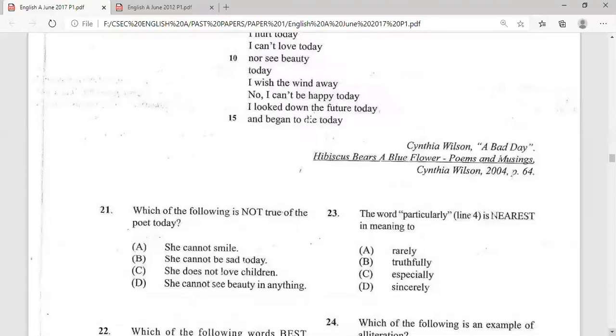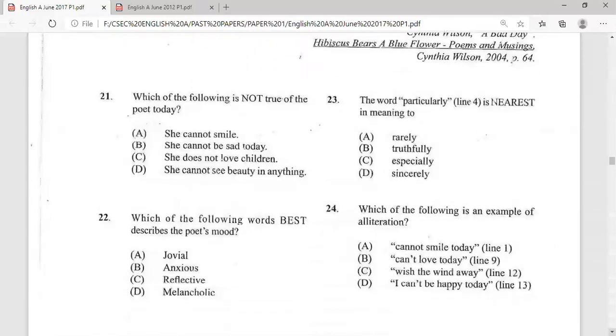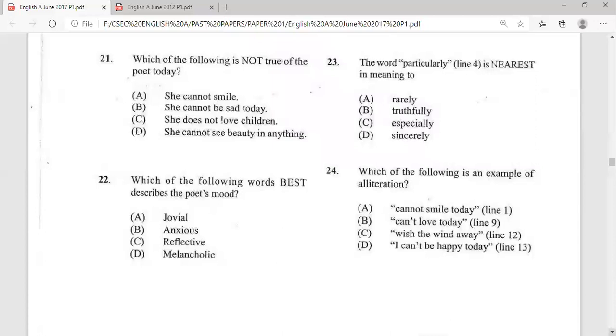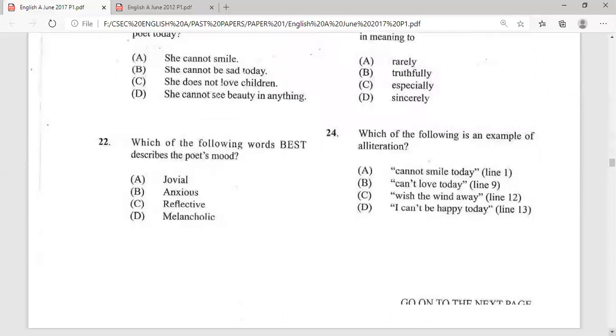One of the ways to approach it is, even before reading the poem, if you don't want to, you can look at the questions. We want to find out what is not true of the poet. There was a word, particularly, in line 4. We want to see what word is nearest in meaning to that. We want to find the mood of the poet. We want to find alliteration, and alliteration is when the first letter of words in a sequence is repeated.